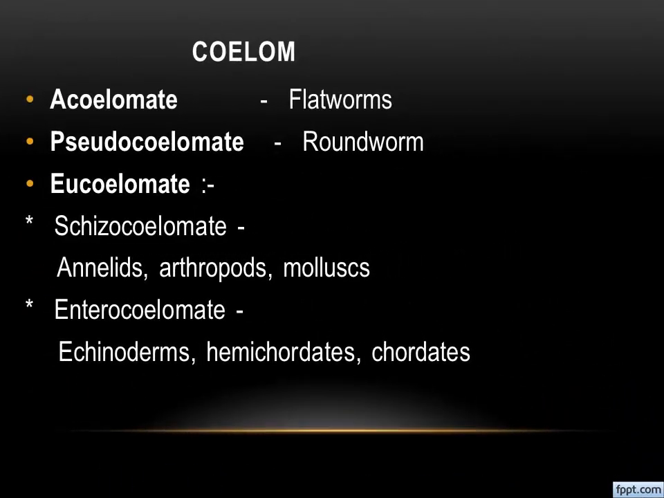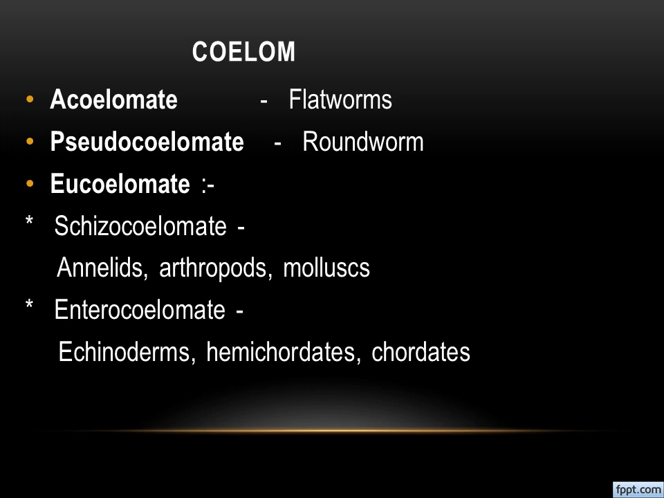So the first character is coelom. So what is this coelom? Coelom means actually cavity. If we take our body, the outer body wall is there, then on the inner side the digestive tract is there, right? Between these two there is a space or cavity. This is so-called coelom. So the cavity or space present between the body wall and the alimentary canal or digestive tract is known as coelom. Understand?